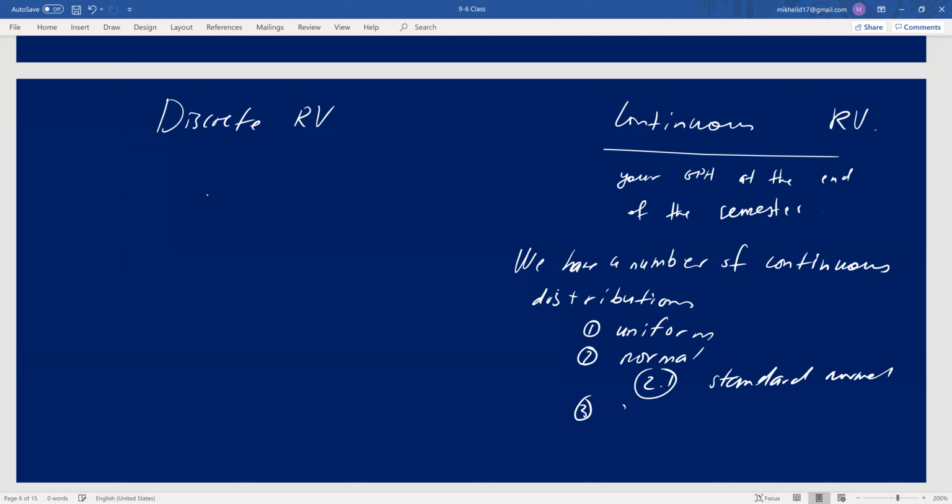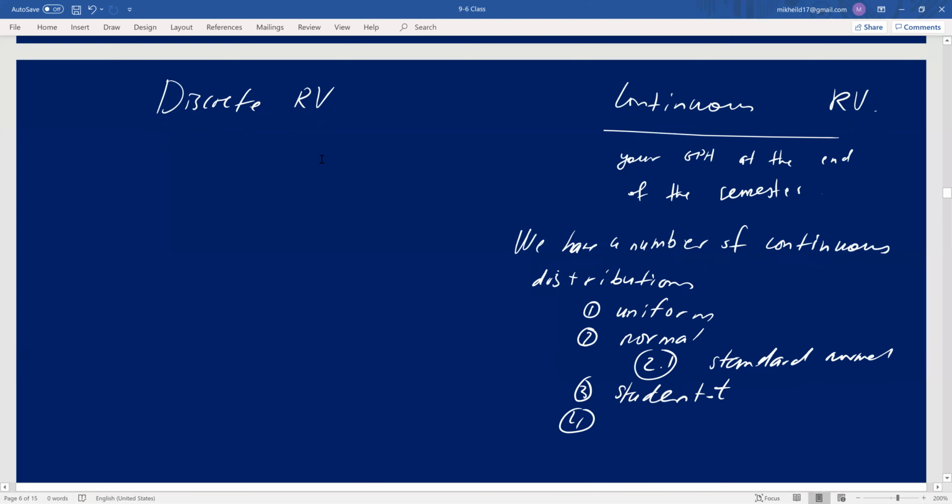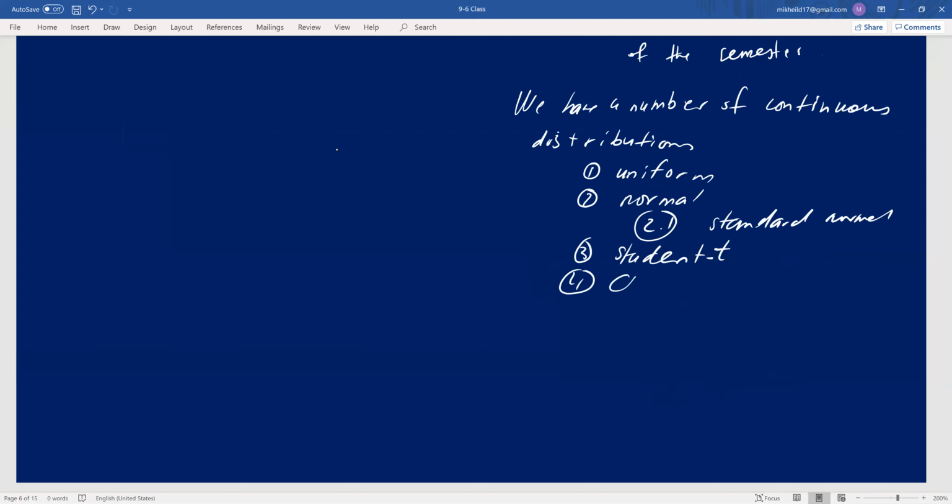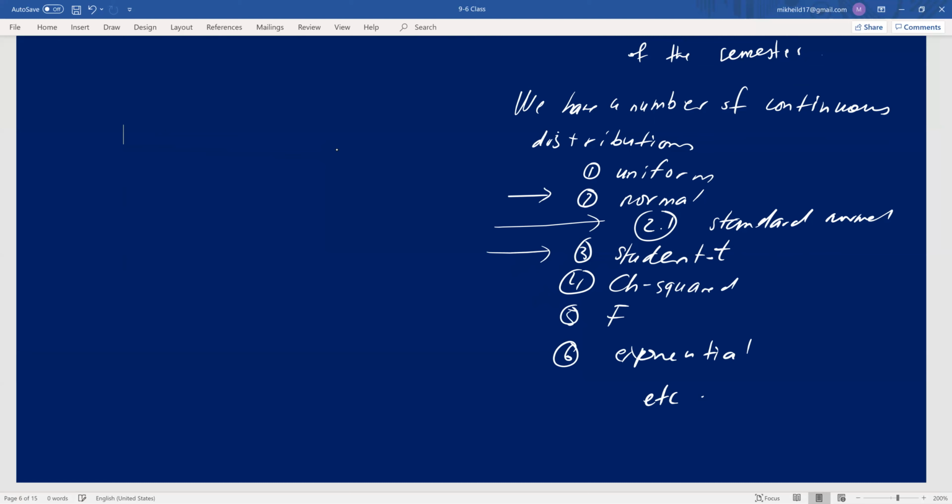Then we have Student's t. We have chi-square. We have the F distribution. We have exponential and others. We will concentrate on normal, standard normal, Student t, and F. That's what we will discuss in this course.